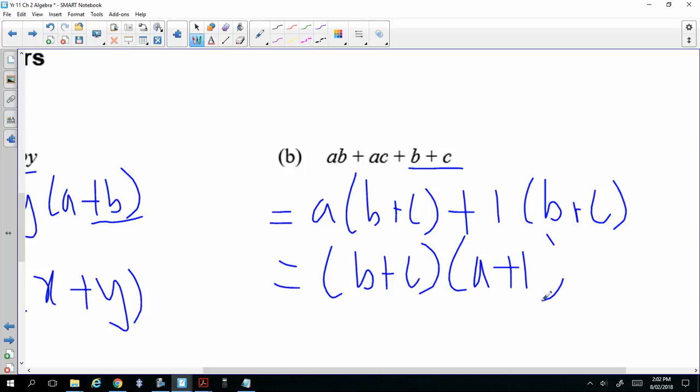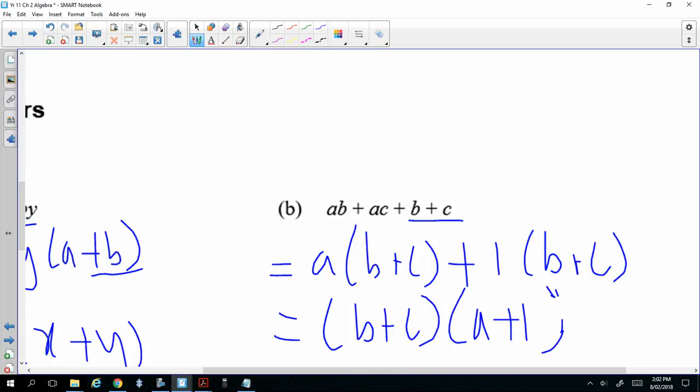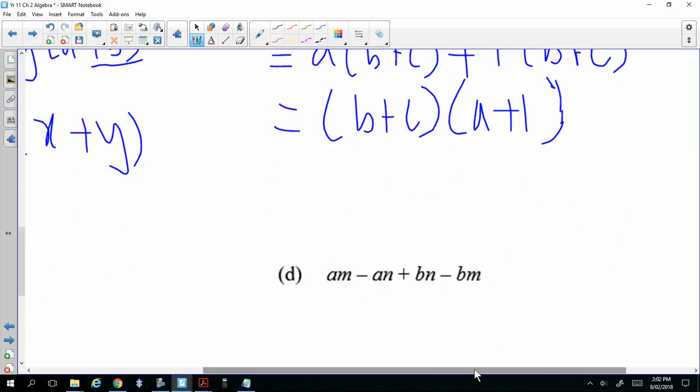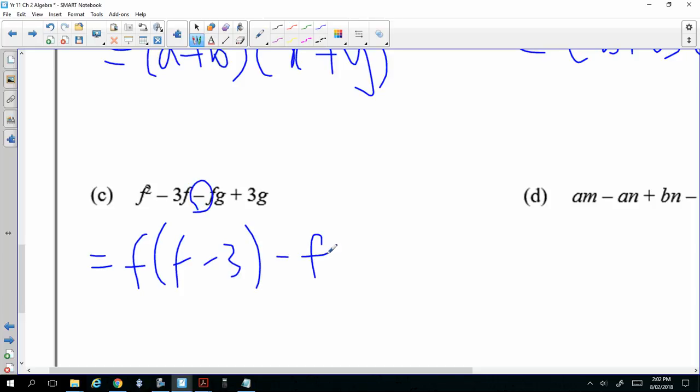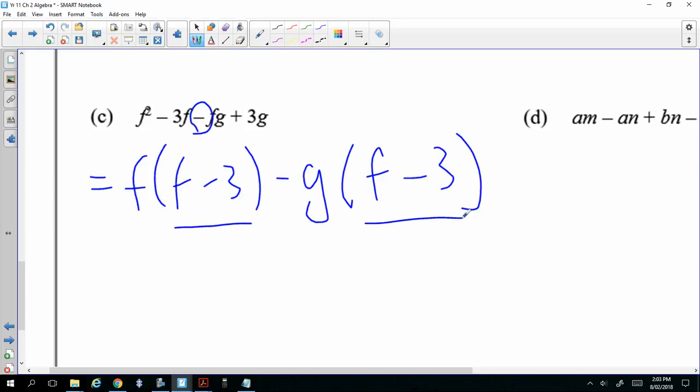Alright, this one, same thing, a, b plus c, and what if there's nothing? You just write 1, b plus c, and then b plus c is common, a plus 1. Okay, alright, next is this one, so you take the f out, so f is common. And then you see there's a negative here, so you take the negative g out, g is common. And write positive f but minus 3, because negative g times negative 3 is positive 3g. And then you have this common factor, and then f minus g, right?